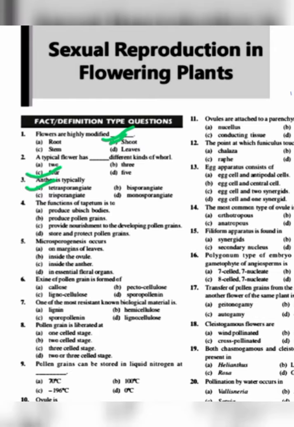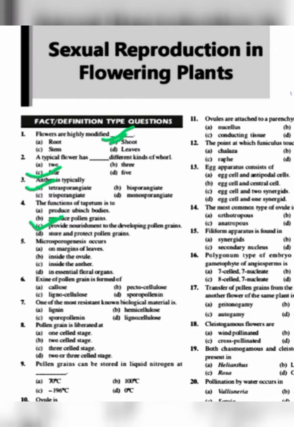Number 4. The function of tapetum is to A, produce ubisch bodies; B, produce pollen grains; C, provide nourishment to the developing pollen grains; D, store and protect pollen grains. What we know about this one is that the tapetum is a layer of nutritive cells found within the sporangium, particularly within the anther of flowering plants. Its main function is to provide nutrition to the developing microspore mother cells and pollen grains. So the answer of question number 4 will be C.